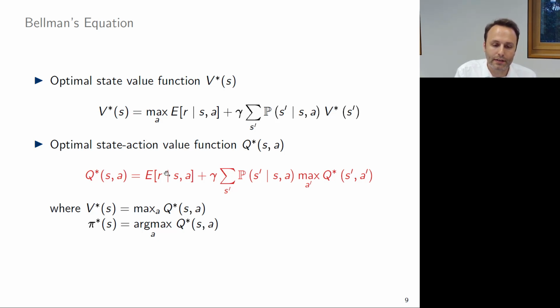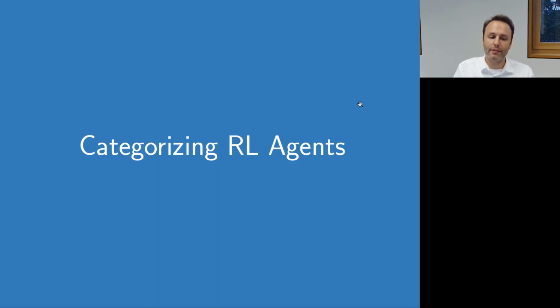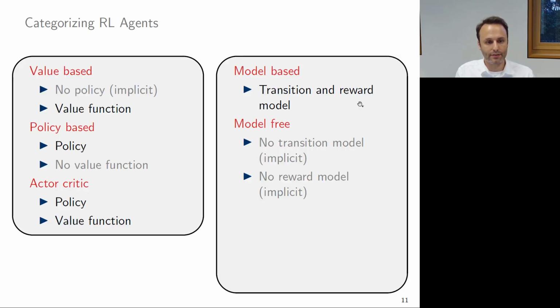equaling the expected return. So that's the reward model basically, plus the discounted sum of the expected future rewards. So that's our transition model that we have here. And so this is now with the knowledge of the model, but we want to actually learn these two parts of the Q function. So to do that, there are a couple of different types of reinforcement learning agents.